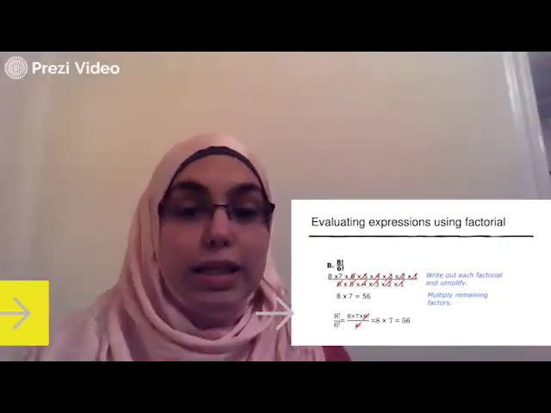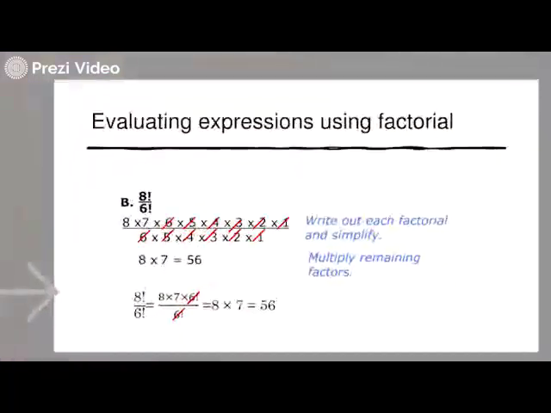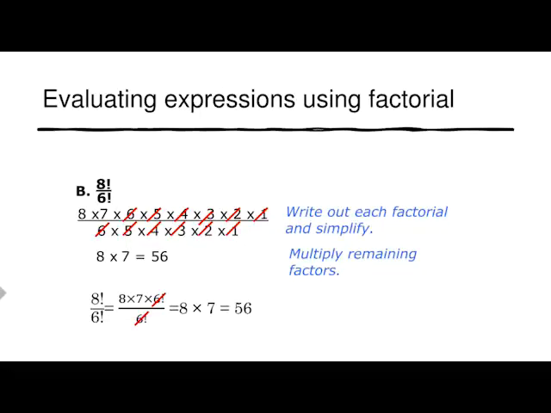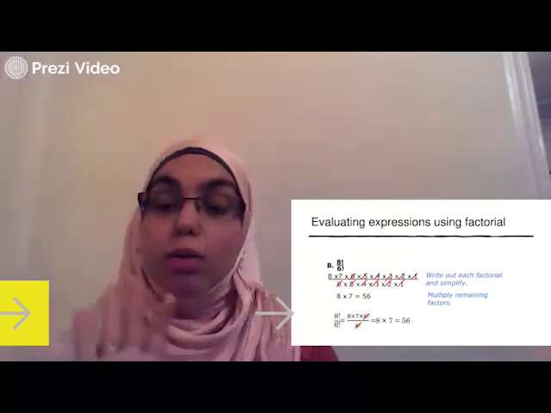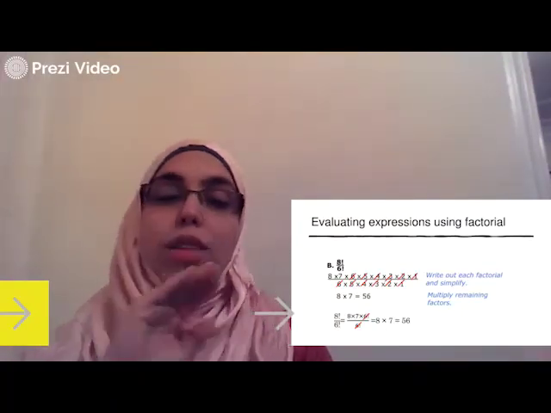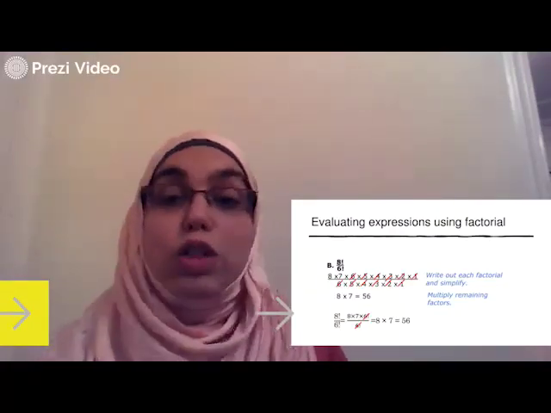As you can see, we can take this example, 8 factorial over 6 factorial. In order to solve this, first I'm going to write out each factorial and simplify. 8 factorial is the product from 8 to 1 and 6 factorial is the product from 6 to 1. Then I will simplify to get 8 times 7, which is 56. Can I use the formula we just had? Yes, we can say that 8 factorial is equal to 8 times 7 times 6 factorial, and I will stop on 6 factorial because I need it. Then I will simplify the 6 factorial with the 6 factorial to get 8 times 7, which is 56.